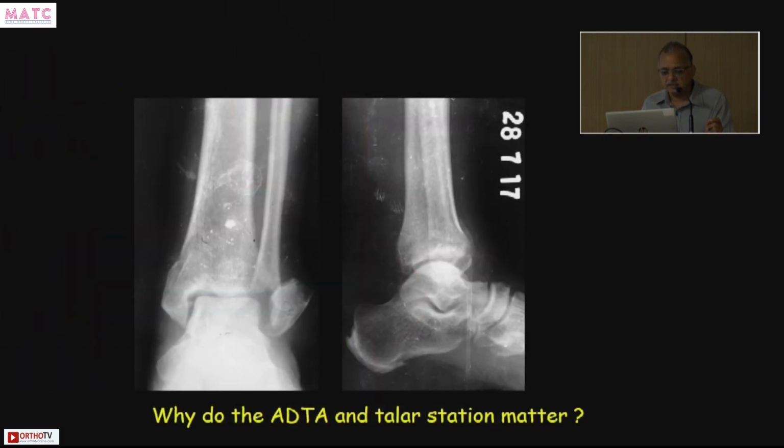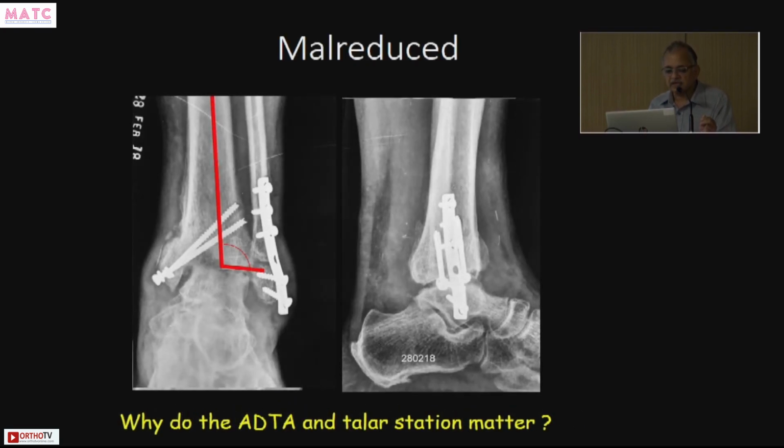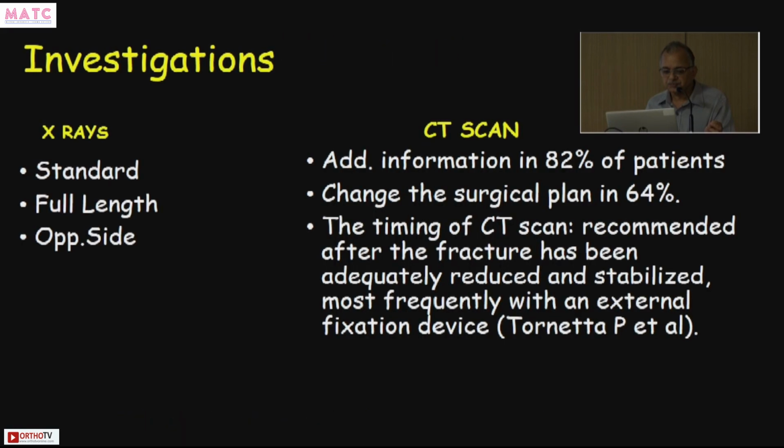Now here is a case. Why do the ADTA and the talar station matter? You can see this is how it has been fixed. It was a bimalleolar fracture, and you can see there is already a significant varus, and the talus is shifted anteriorly. So if you draw the axis here, the ADTA and the talar station, the talus is shifted anteriorly. So this is mal-reduced, the ankle is subluxated, and it is expected that this will have poor results.